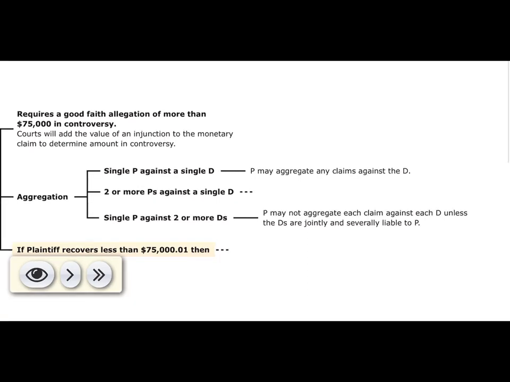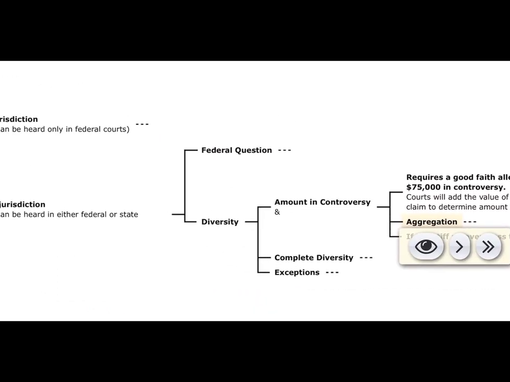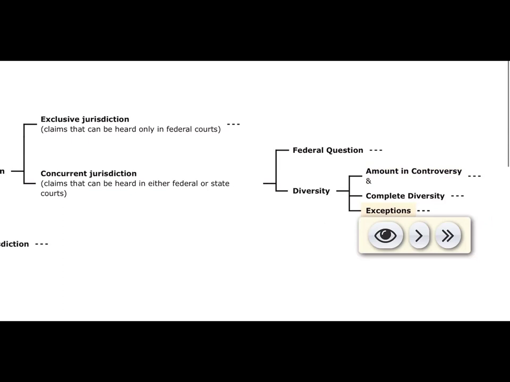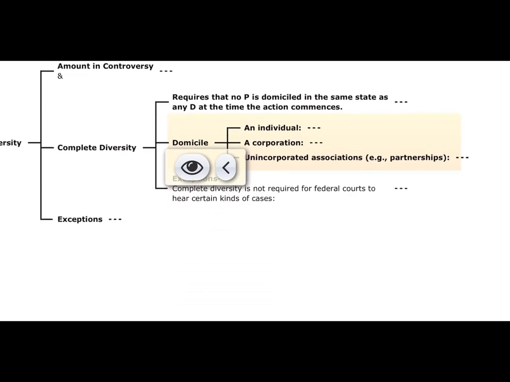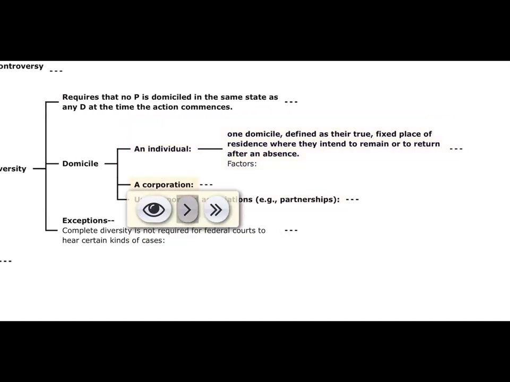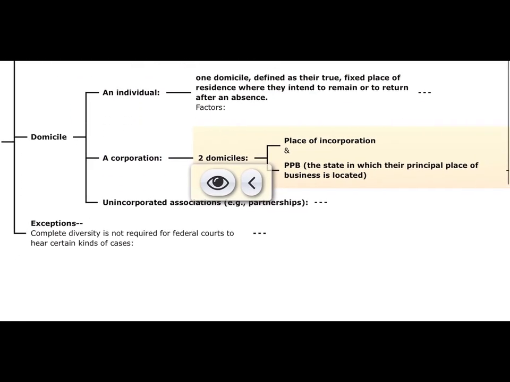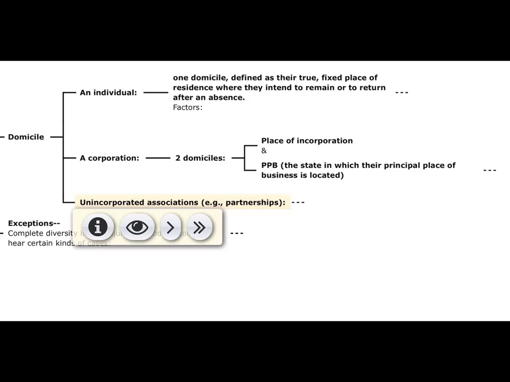But the other thing we need for diversity jurisdiction is that we have to think about complete diversity of citizenship. So amount in controversy and complete diversity. What do we need for complete diversity? We need to have no plaintiff domiciled in the same state as any defendant at the time the action commences. For an individual, there's one domicile, the true fixed place of residence where they intend to remain or to return after an absence. For corporations, there are two domiciles, place of incorporation and principal place of business.